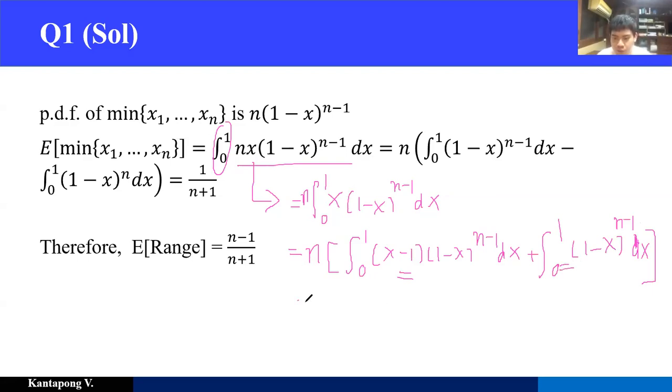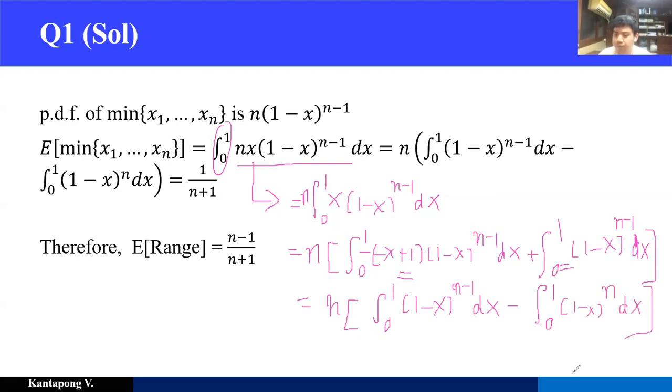And this one is the integral from 0 to 1 of (1 minus x) to the power n minus 1 dx, and we get a minus here, and we subtract the integral of (1 minus x) to the power n dx. We get these two terms.